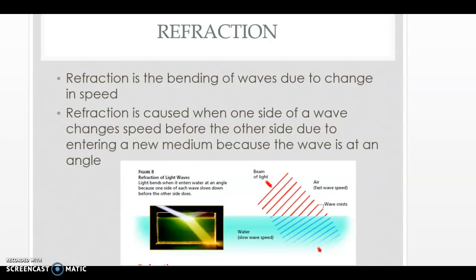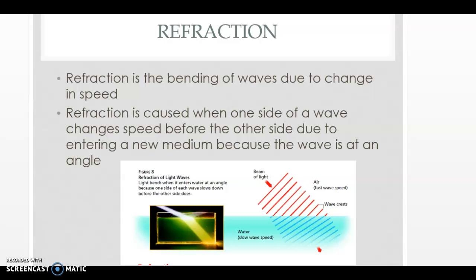Okay, so this is refraction. This is the second way that waves will interact. It's basically the bending of waves due to a change in speed. For instance, if you go from one medium to the next, so from air into water, or from air into a liquid, or liquid into a solid, there's going to be a refraction or a bending of a wave. One side of the wave changes speed before the other side because one side is entering the medium while the other one is still out of the medium.